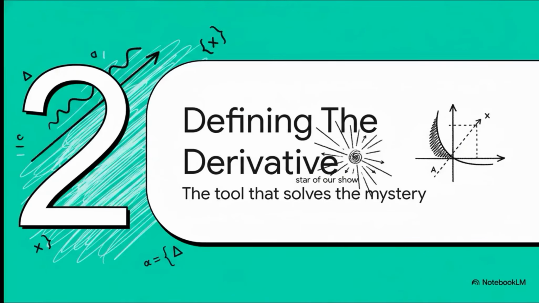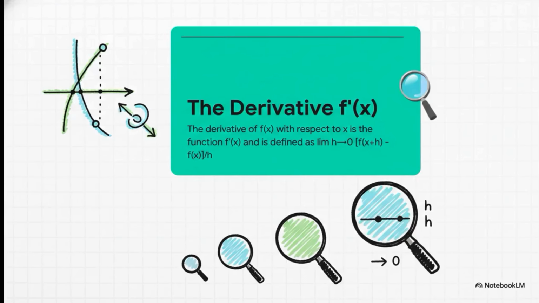So how do we actually find that slope with math? Well, this brings us to the formal tool that was built for this exact mystery. It's time to introduce the star of our show, the derivative. Okay, I know what you're thinking. That formula looks a little intense, right? But don't worry, this is what's called the limit definition of the derivative. And all it's really doing is describing that zooming in process we just talked about.